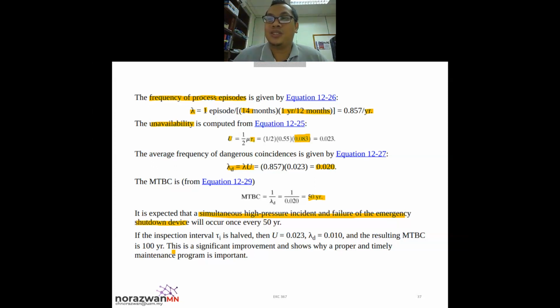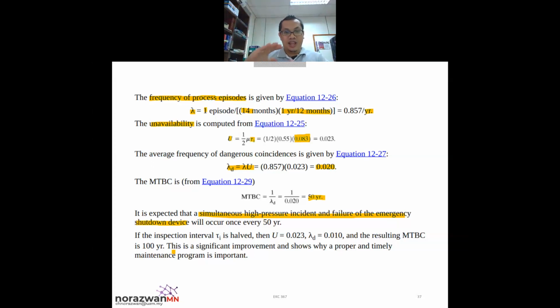When the inspection is reduced, your unavailability is reduced. Now the inspection is reduced. What does it mean by interval tau I is half? It means your inspection interval is half, so you have maybe twice inspection per month. So from one per month you get twice per month, or every fortnight. Every 2 weeks you have your inspection.